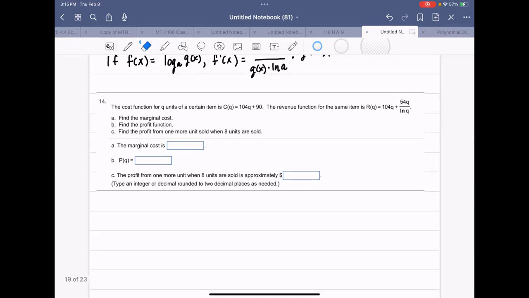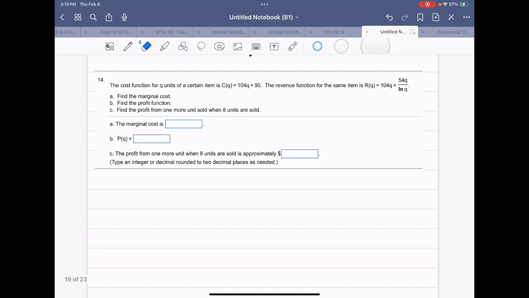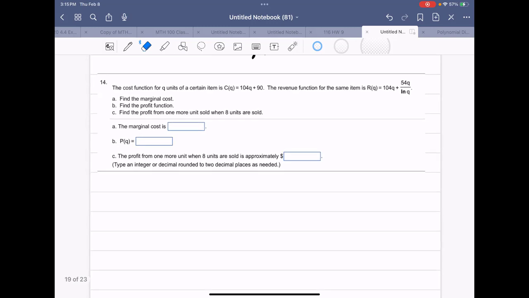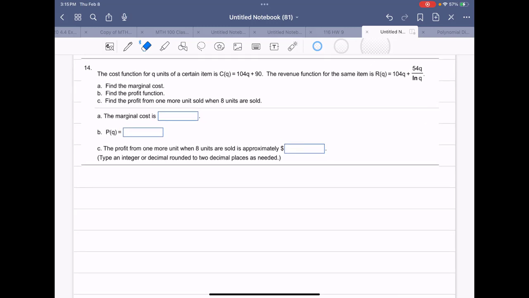Example 14. The cost function for Q units of a certain item is C of Q equals 104Q plus 90. The revenue function for the same item is R of Q equals 104Q plus 54Q divided by ln of Q. A, find the marginal cost. So that means we're supposed to find C prime of Q.